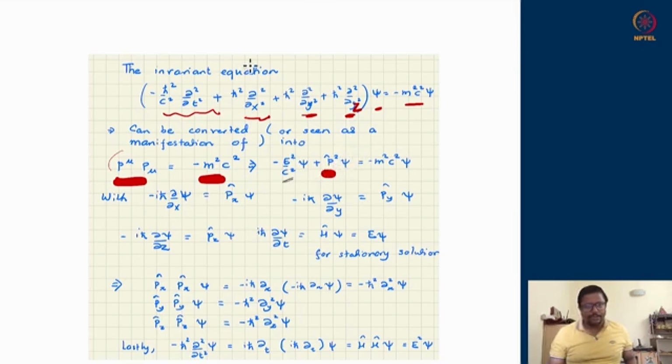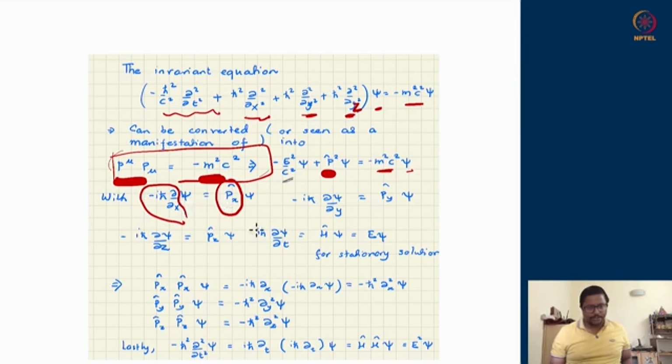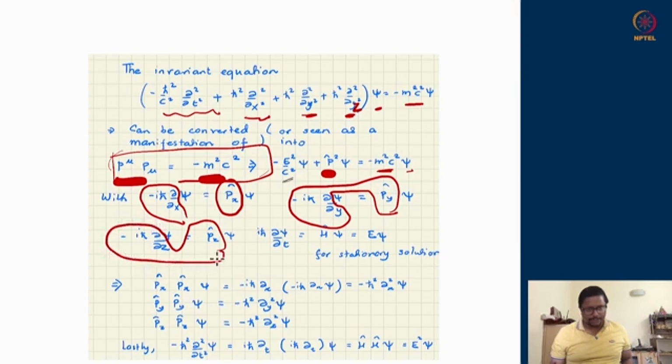So ultimately what we have is minus e square upon c square hitting the psi plus the vector p square operator hitting on psi is equal to minus m square c square psi, which is the manifestation of the operatorization of this invariant equation. Okay, now we know in quantum mechanics, the px operator is the spatial derivative of the wave function with a minus iota h bar factor. Similarly for y, py will be minus iota h bar factor times the del operator. And similarly for z as well. So the pz operator is also del del z operator with minus iota h bar factor.